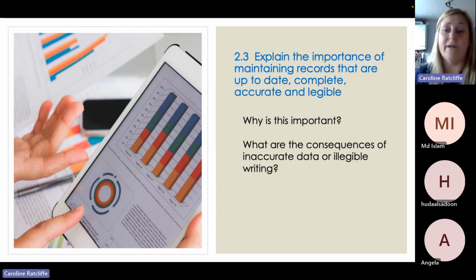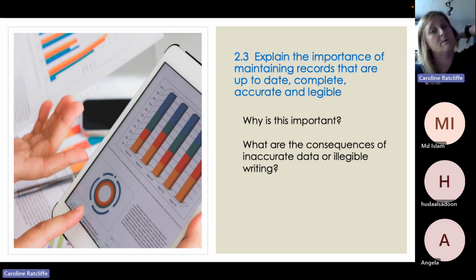What are the consequences of inaccurate data or illegible writing? So this is another reason why we've gone to electronic notes, because gone are the days where you would look at a doctor's handwriting and spend ages staring at it, trying to figure out what are they actually saying, what actually needs to be prescribed to this patient. So it has made it a lot easier.